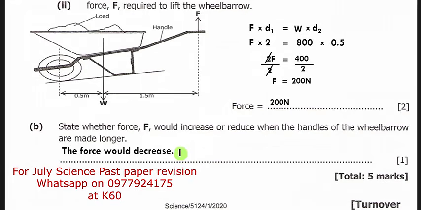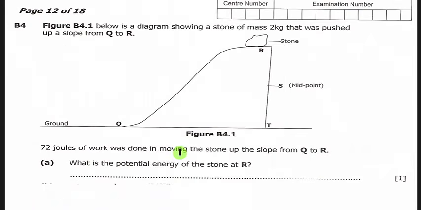So let's go to another question. This is question B4, which says figure B4.1 below is a diagram showing a stone of mass 2 kg that was pushed up a slope from Q to R. So in this diagram, we are told that there's a stone of mass 2 kg that was pushed from Q, the ground, to R, up the slope.